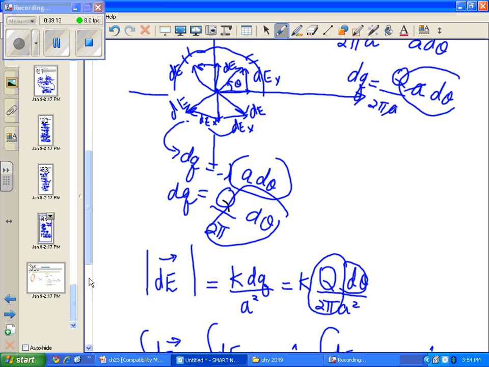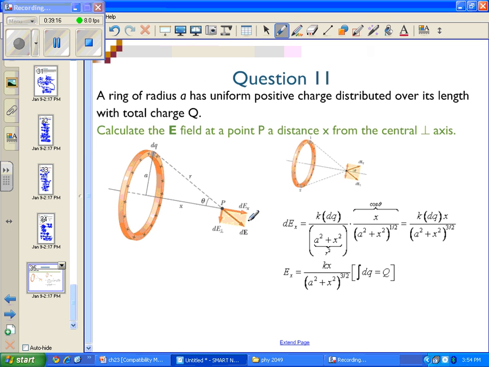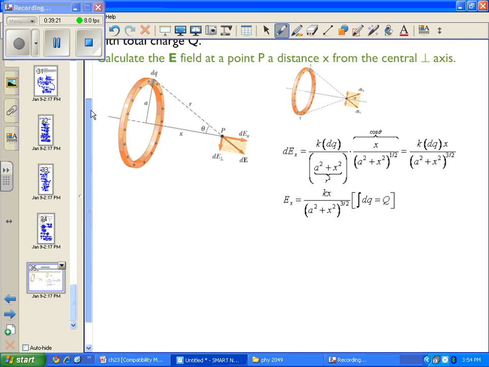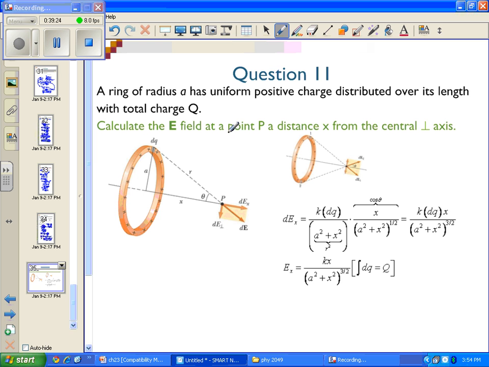So finally, we get to the last problem in this chapter set of problems. And this problem gives us the same ring with the same uniform positive charge, but it says now we want to determine the electric field at a point P, which is a distance x. This distance is not variable. X is not variable. It's a constant. It's fixed. So it's along the axis of the ring, but a distance x from the origin of the ring, from the center of the ring.